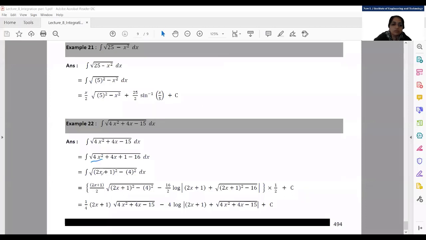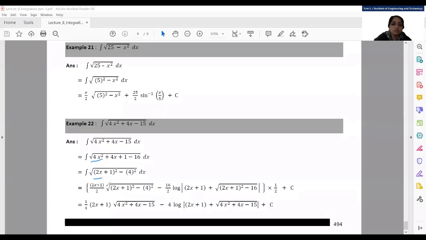Square root of 4x square, that is 2x. Sign of the middle term and the square root of the last term. So this is the perfect square: 2x plus 1 whole square minus 16 as 4 square. Okay. Now you have to apply square root of x square minus a square. So what is your x? Your x is 2x plus 1 and your a is 2.